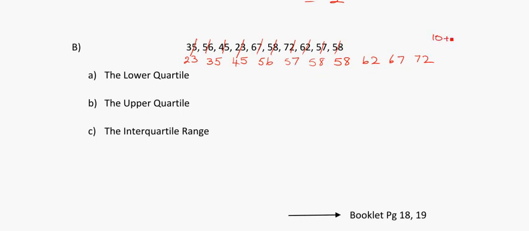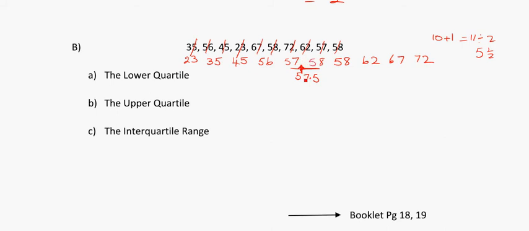So if we add 1 to 10, it makes 11, and divide that by 2. 2 5s are 10, so it's 5.5. So it's going to be halfway between the 5th and the 6th value. 1, 2, 3, 4. So it's in between these two. What's halfway between 57 and 58? So the median is 57.5. It's not actually one of those data values.